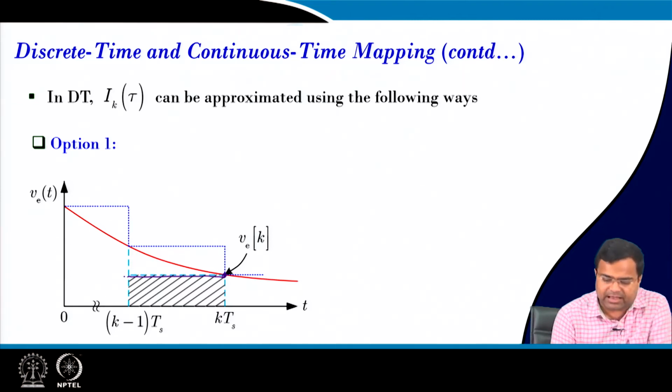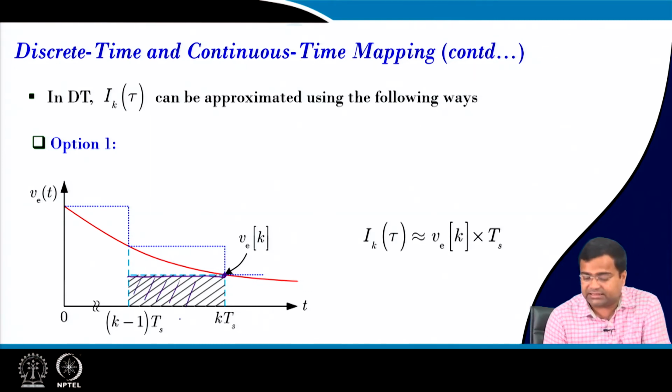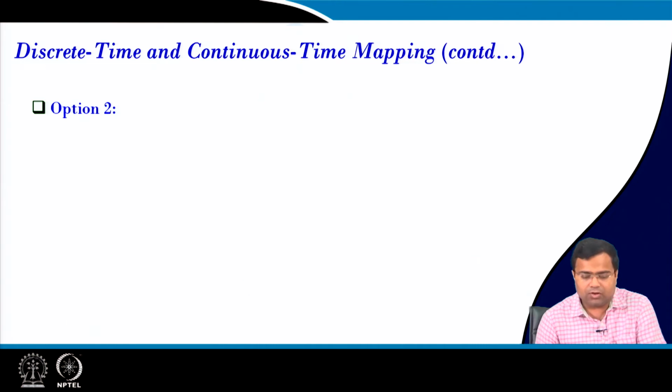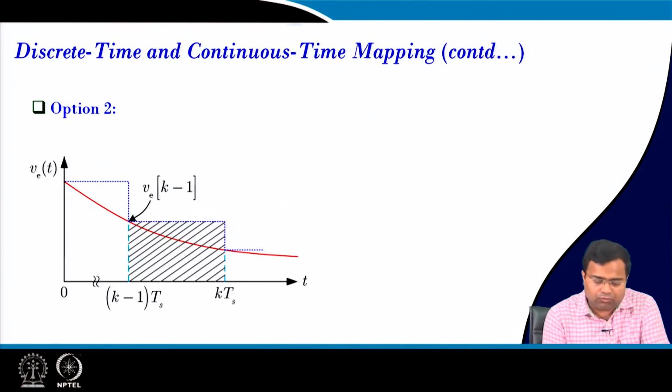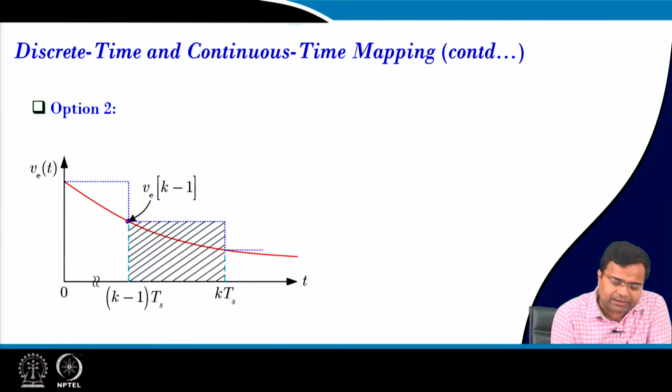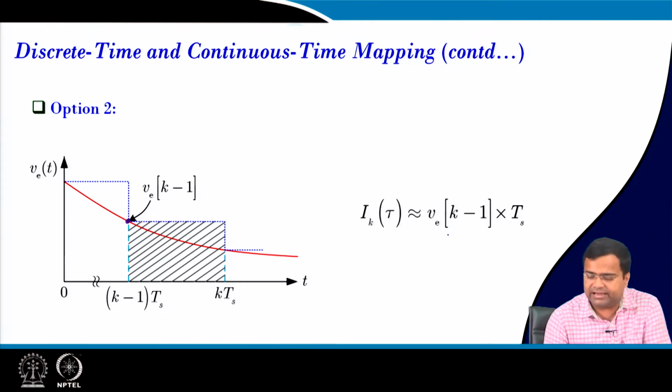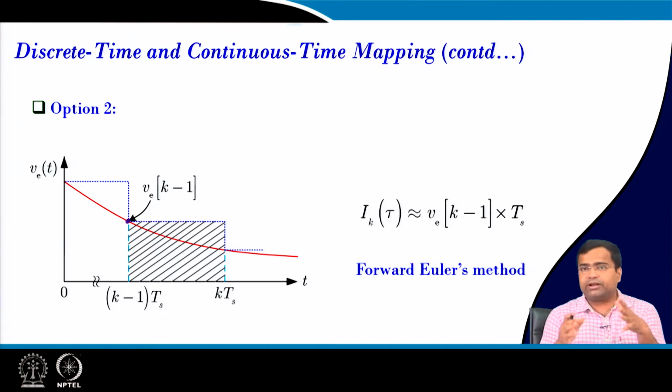For example, as per this method we take this sample and then we take this area under the curve, that means in this case I k tau can be approximated to be v e k, which is this sample value, into Ts, and this method is known as the backward Euler method. Option 2, we can also take this sample and find out this area under the curve, and you will find this will be v e (k minus 1), which is here, into Ts, and that is known as the forward Euler method.